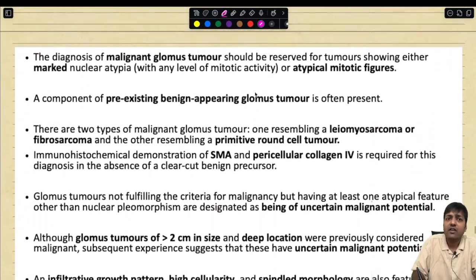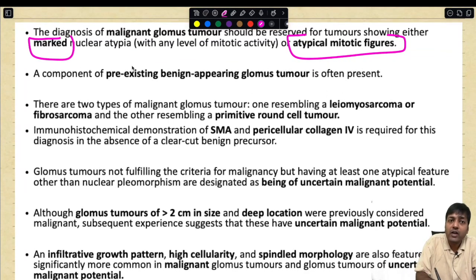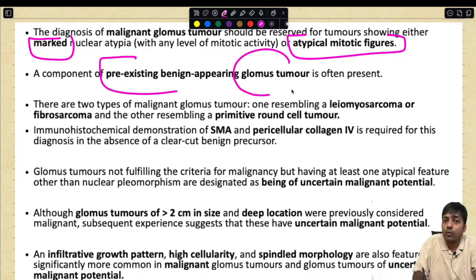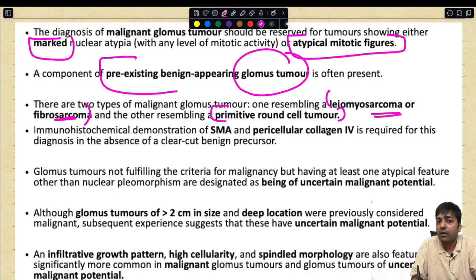The diagnosis of malignant glomus tumor should be reserved for tumors showing either marked nuclear atypia with any level of mitotic activity or presence of atypical mitotic figures. A component of pre-existing benign appearing glomus tumor is often and most commonly present. Now there are two types of malignant glomus tumor, one resembling leiomyosarcoma or fibrosarcoma. This is one variant, and another malignant type has primitive round cell tumor like features.